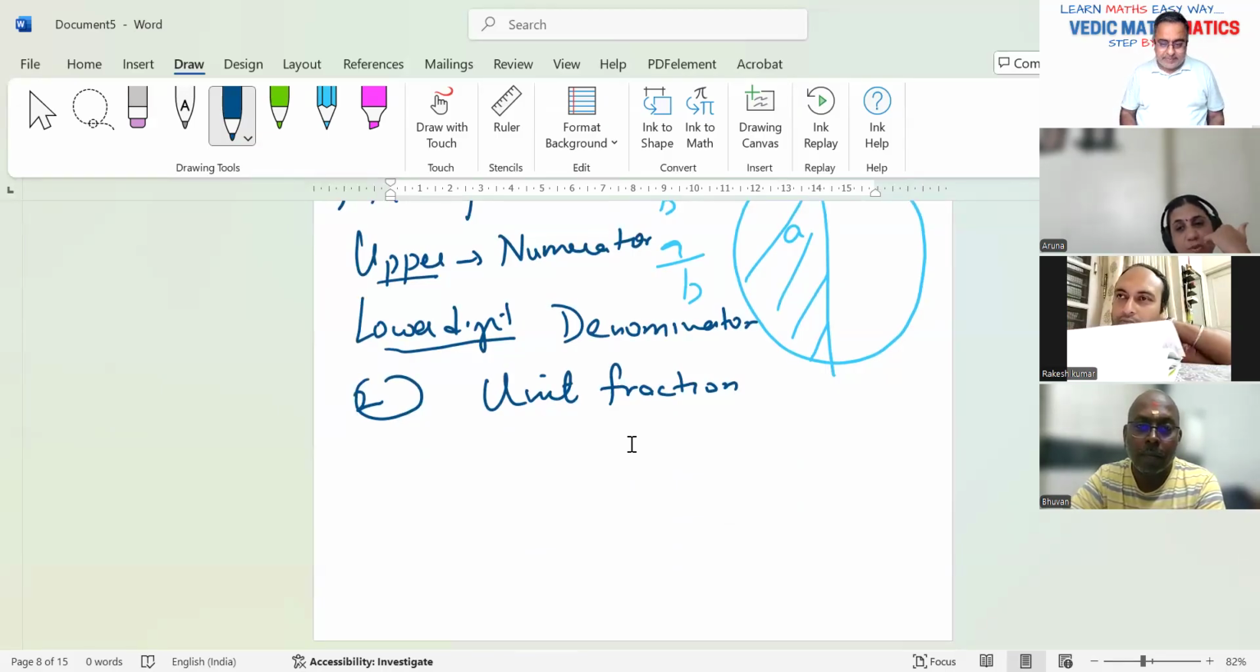Seven by seven, 6 by 6, these are all unit fractions, which is getting 1. Yes, Rakesh? Unit fraction means the numerator is always 1, sir.